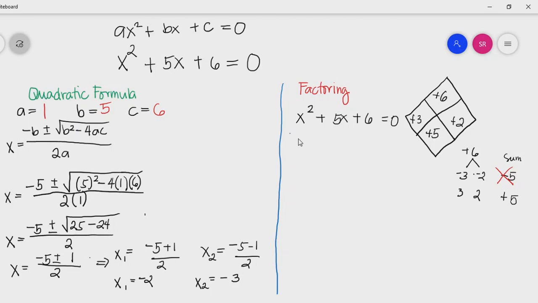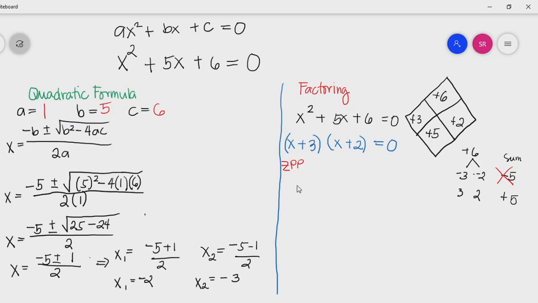So our factors are x plus 3 and x plus 2. Where did the x come from? That comes from the factors of our first term, x times x, which is x squared. Then equals 0. So now that we have two factors, we will proceed to using the ZPP, or the zero product property.